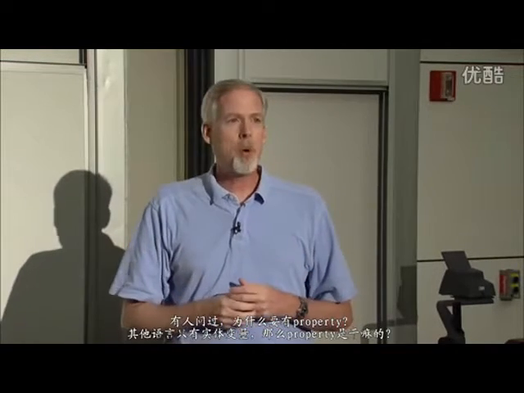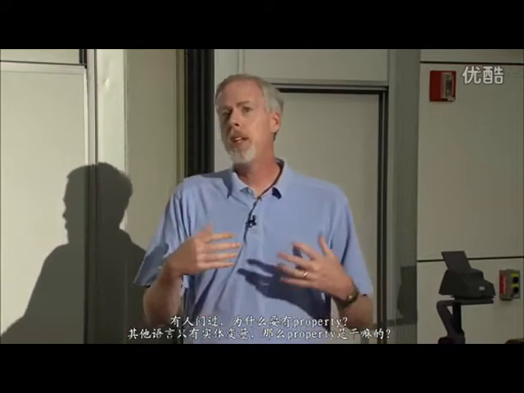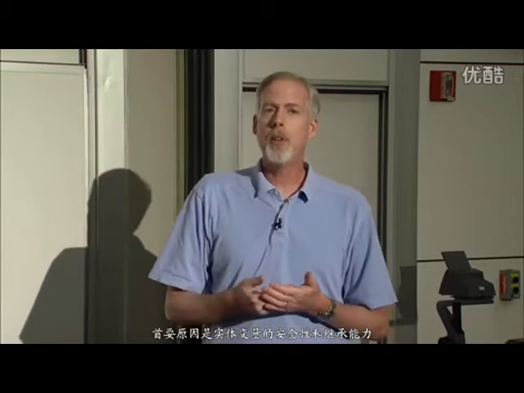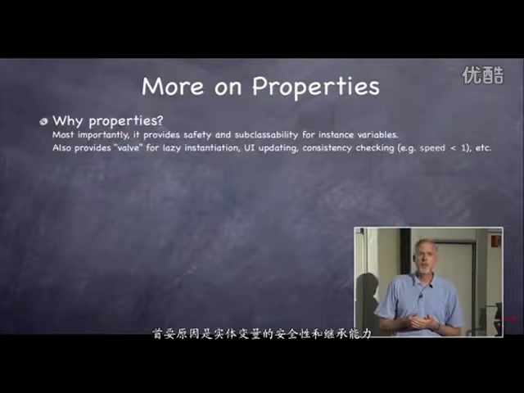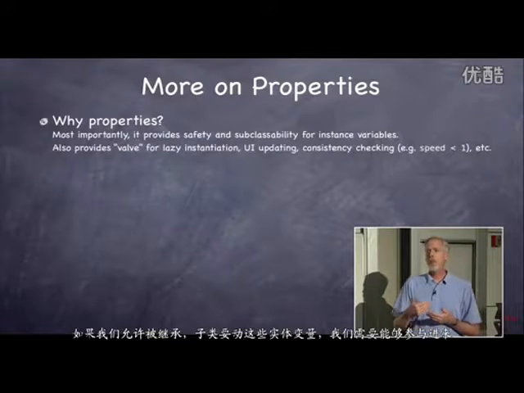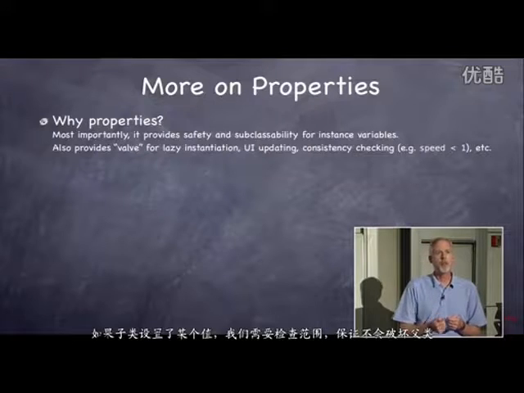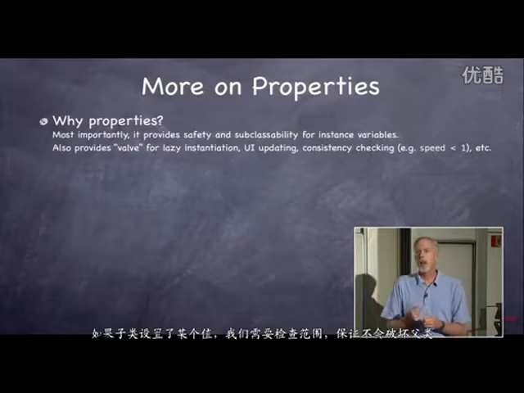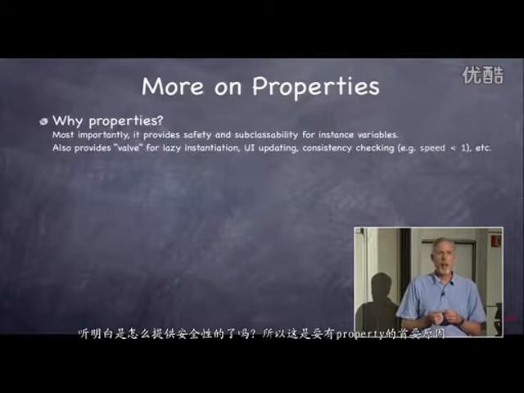Some people have asked the question, why do we have properties? Okay, in other languages, I'm used to just having instance variables. What is all this properties business? Okay, the number one reason that we have properties is for safety and subclassability of our instance variables. Okay? If we're going to allow someone to subclass us, then if they're going to start mucking with our instance variables, we want to be able to be involved. So if they set our instance variable to something, we might want to bounds check it or make sure it's not going to break us. So you see how that provides safety for us? So that's the number one reason actually to do this.